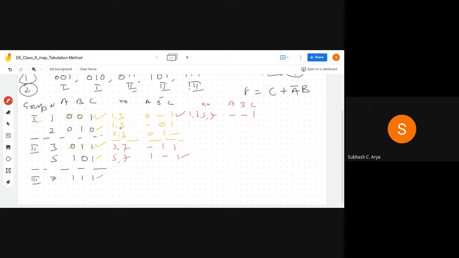Now moving to this: 1, 5 with 3, 7. So 1, 5, 3, 7 is comparable because only one bit change is there. So 1, 5, 3, 7.